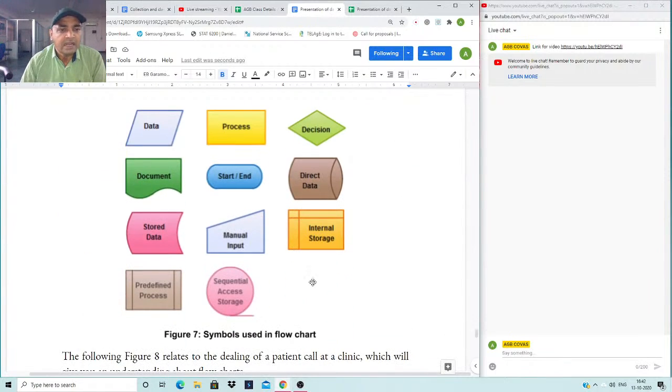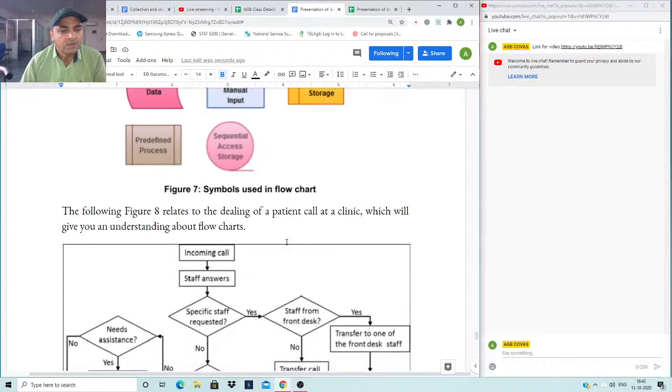And these symbols are like this. If you are processing some data, you can use a rhombus. Then for processing, triangle; for decision making, parallelogram. Then document, for document is start and direct data, store data, manual input, and use each one. Then for internal storage, then if you already have a predefined process, you can use this. Then for sequential access storage, you can use this type of symbol.